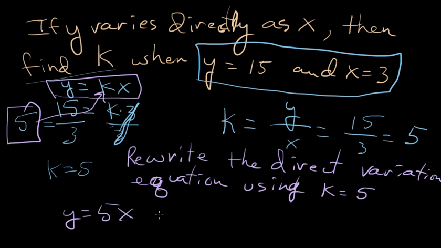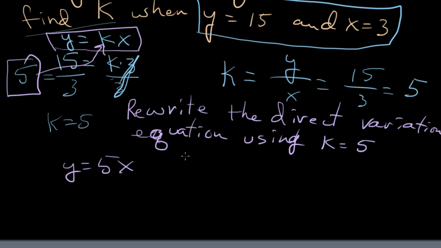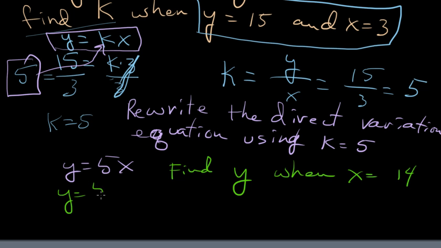So use this equation now. Let's say I want to use this equation to find y when x equals 14. Okay? Well, that's pretty simple, isn't it? y equals 5 times x, and x equals 14. What's 5 times 14? It equals 70. So when x equals 14, y equals 70.